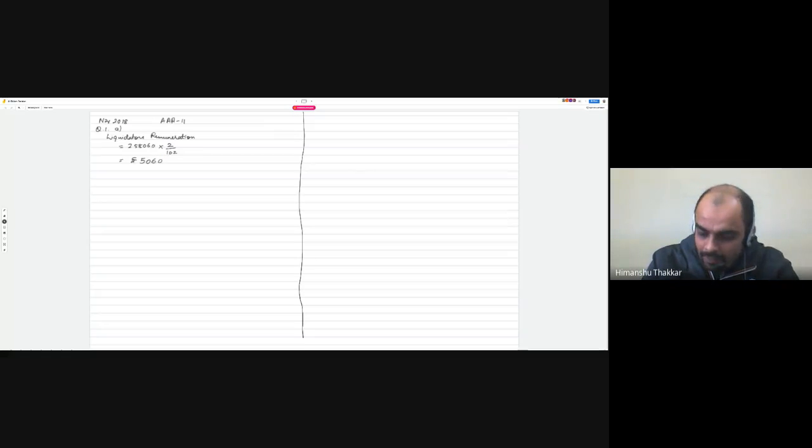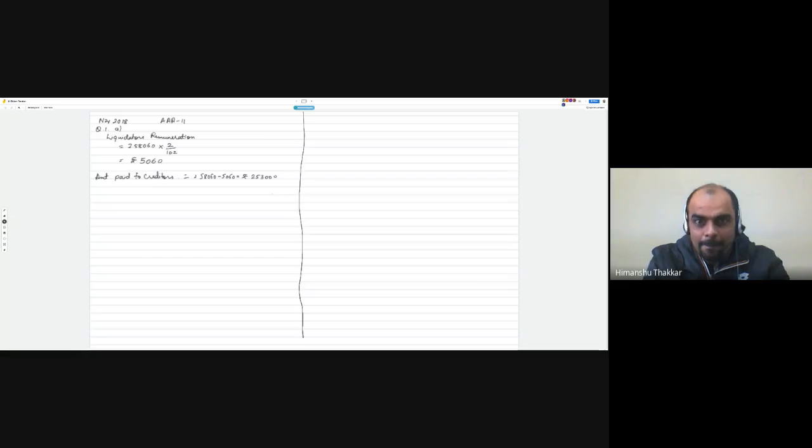Now the amount paid to creditors will be the total amount in your hand. Total amount is 2,58,060 minus the remuneration that you paid, 5060. So what you are going to pay to creditors is rupees 2,53,000. Have you got it? This sum was quite easy because we have done it a number of times while doing the chapter. I hope you are able to cope up with it.